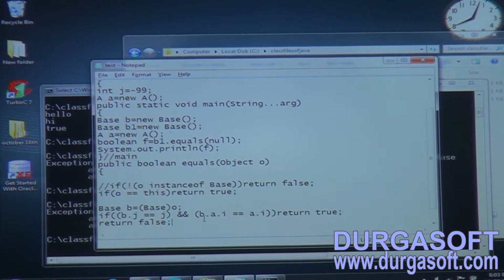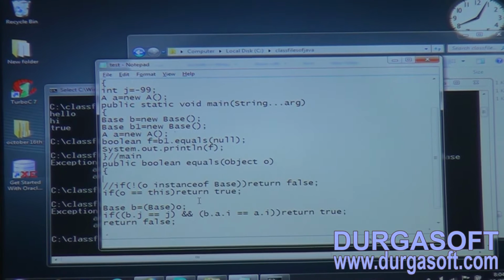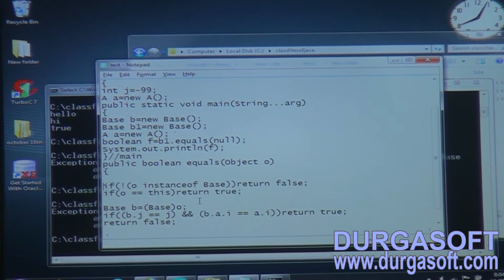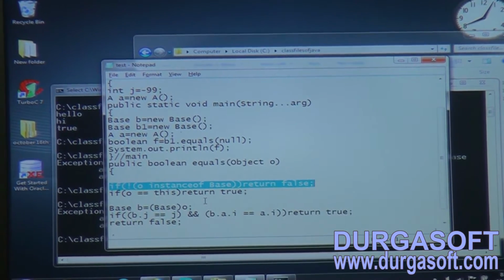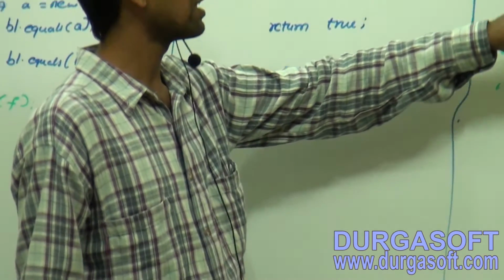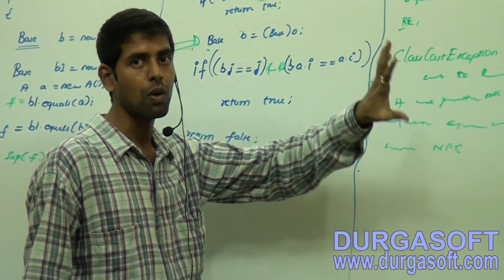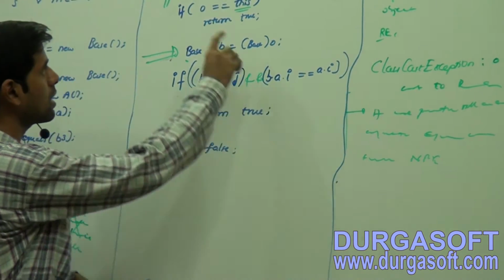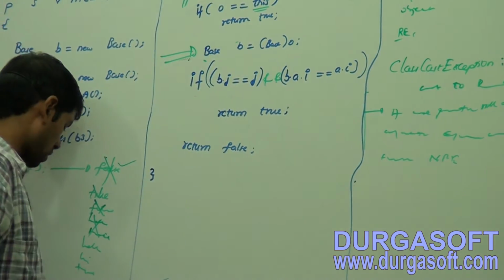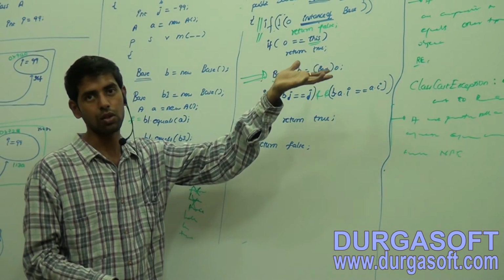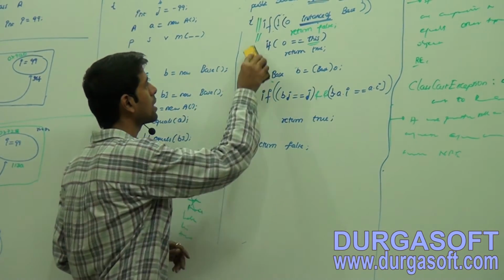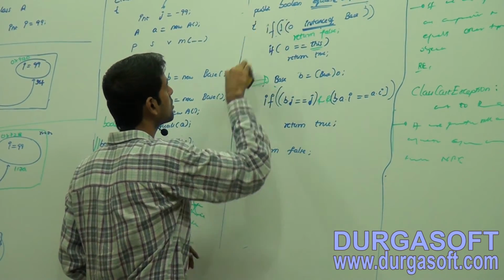In order to avoid this ClassCastException and NullPointerException, you have to maintain this particular if block. Observe here. Null instanceof anything always returns false only. Now let us remove this statement.